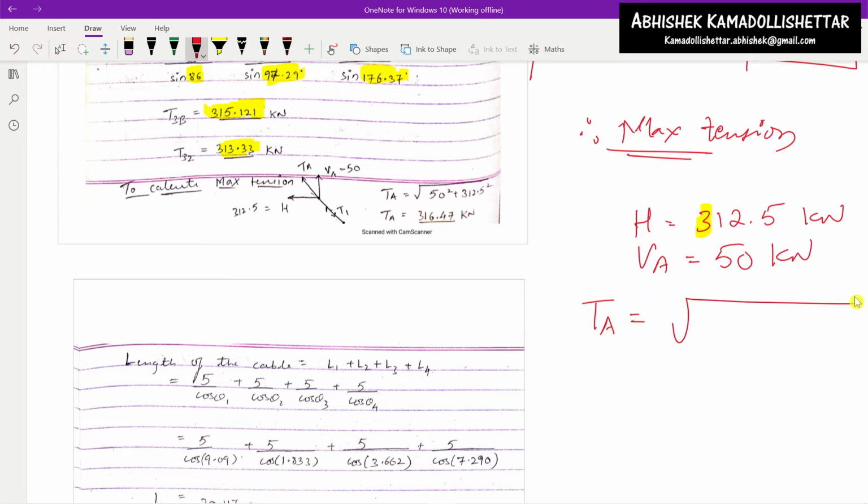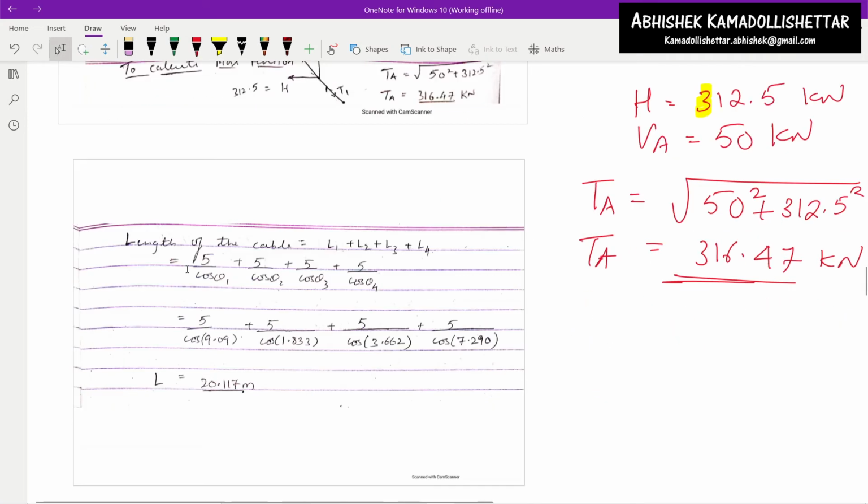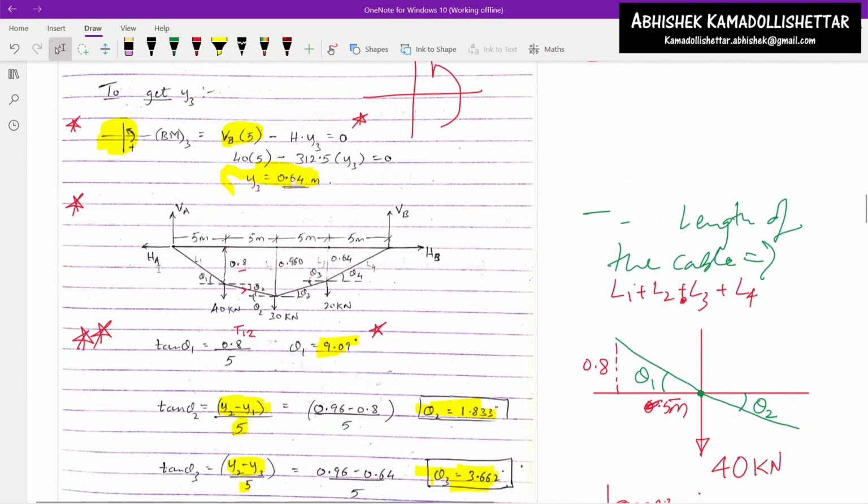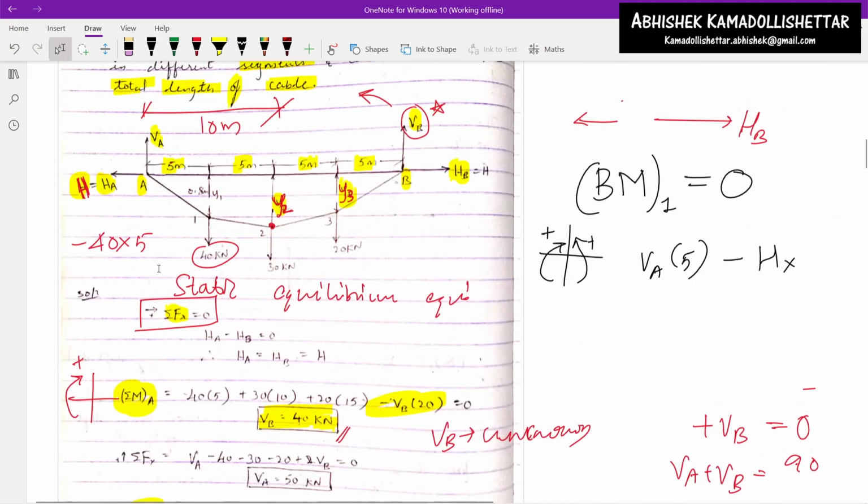That maximum tension TA is the square root of 50 square plus 312.5 the whole square, which is 316.47 kilonewton. Means the maximum tension will be at location A here. The maximum tension will be at location A. Here the maximum tension will occur at this point itself.